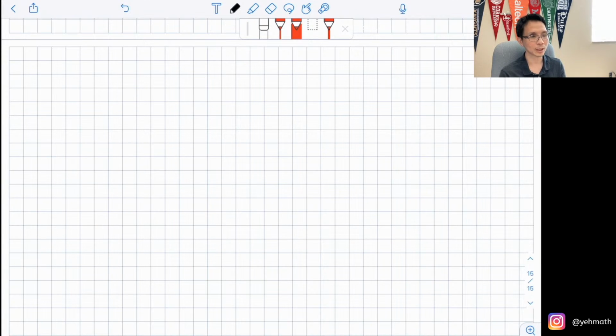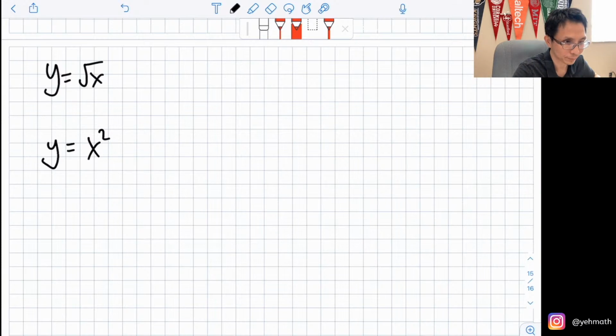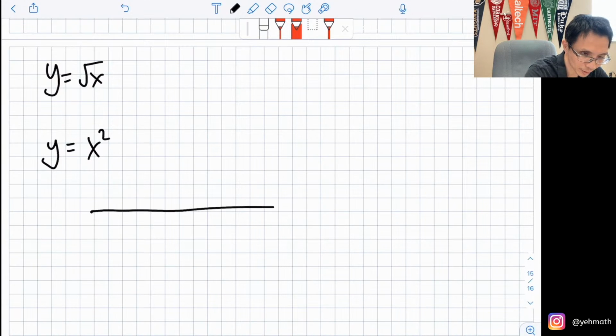I am gonna create two different functions. I'm gonna create y equals square root x and y equals x squared. He wants to wait writing this down. No, you don't wait, just write it down. Okay.